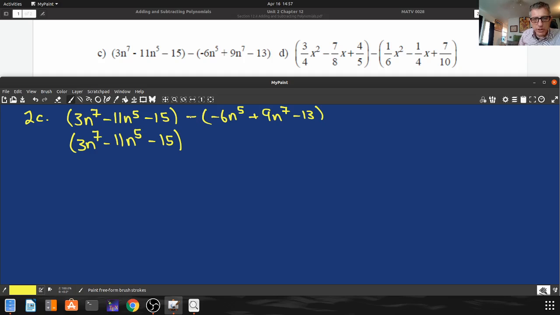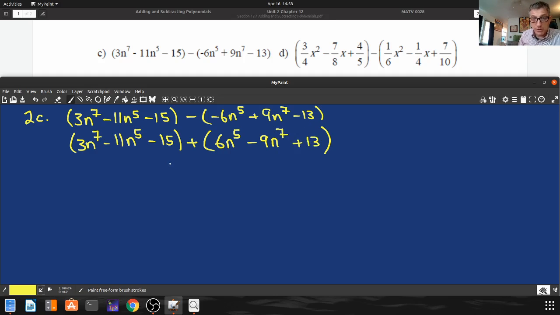So I change the minus sign into a plus. Then I write my parentheses down, and I look at what is in the parentheses on my first line, and I change the sign of each term. So minus 6 to the 5th becomes plus 6 to the 5th. Plus 9 to the 7th becomes minus 9 to the 7th. And minus 13 becomes plus 13.